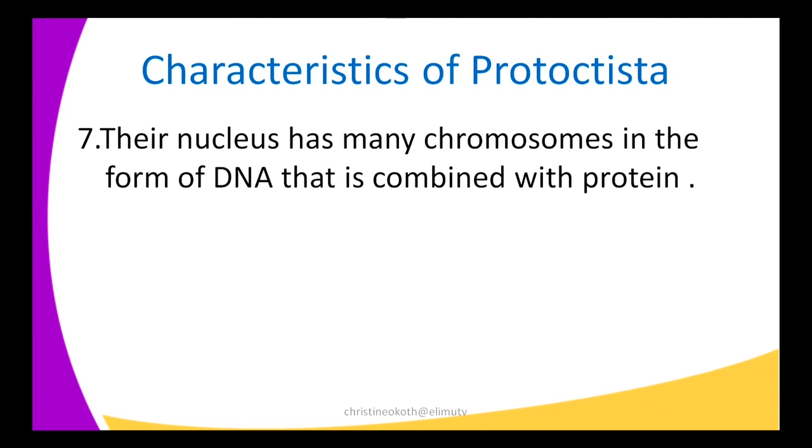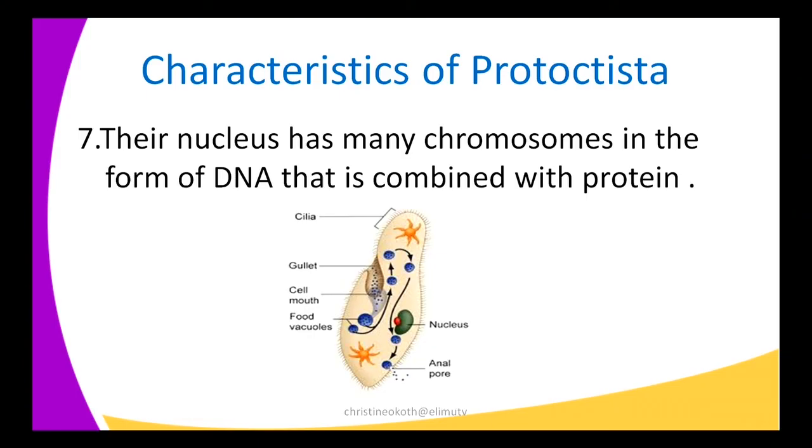Another characteristic of Protoctista is found by looking at their nucleus. Their nucleus has many chromosomes in the form of DNA that is combined with proteins. If you look at their structure, remember we said they are eukaryotes. The nucleus is membrane bound. So these chromosomes are in the form of DNA, which combines with a molecule of protein.